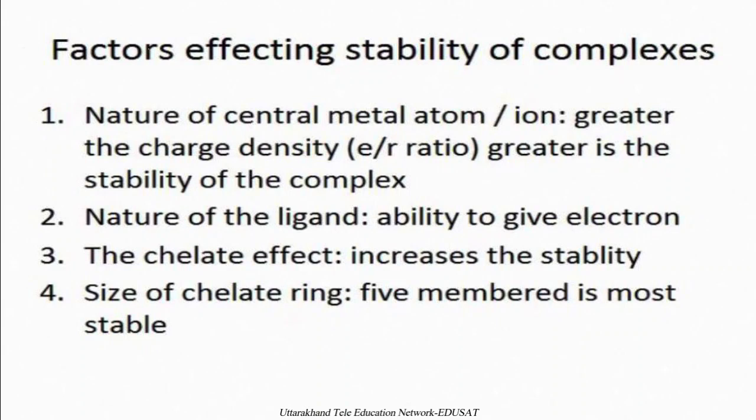If we have a 3-membered ring formation, then it would be a less stable complex. If we have a 4-membered ring formation, then the stability would increase, whereas the 5-membered ring is the most stable form of chelate. It would form a more stable complex in comparison with 2, 3, or 4-membered chelate formation. And that's all.